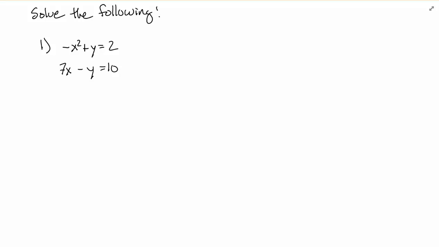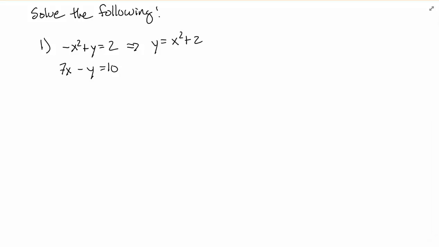Let's talk about solving systems of nonlinear equations, and let's just jump into some. So this first one we're going to solve is negative x squared plus y is equal to 2, and 7x minus y is equal to 10. So I'm going to take this first one, and I'm going to solve for y. That means y is equal to a positive x squared plus 2.